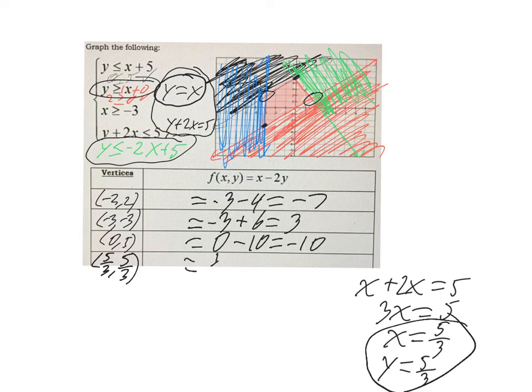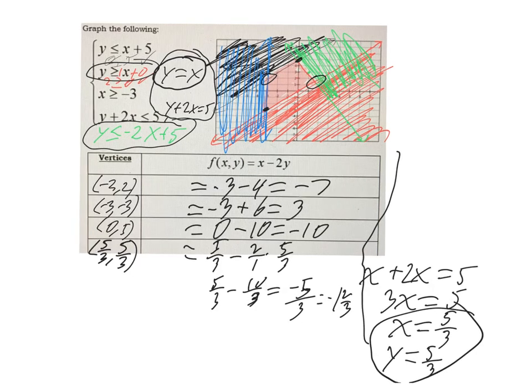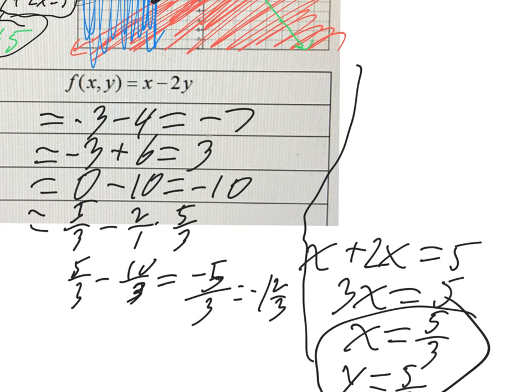And finally, we get 5/3 minus 2 times 5/3. 2 times 5/3 becomes 10/3. So this becomes 5/3 minus 10/3, which is -5/3, or -1 2/3. So we've got some fractions, not a huge deal, and we can still do the same thing we've been doing.